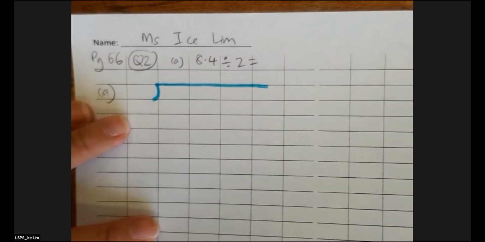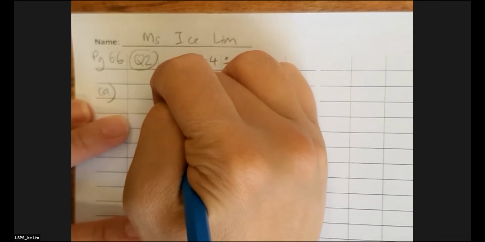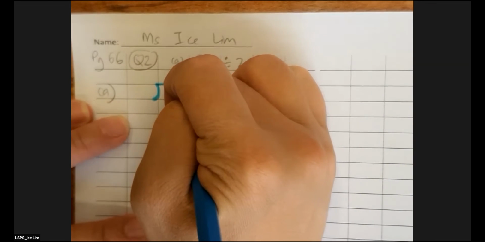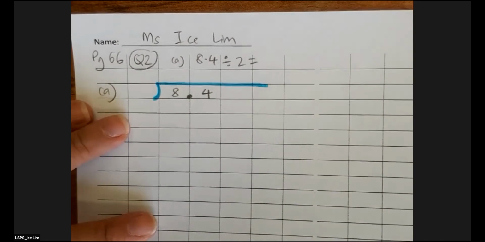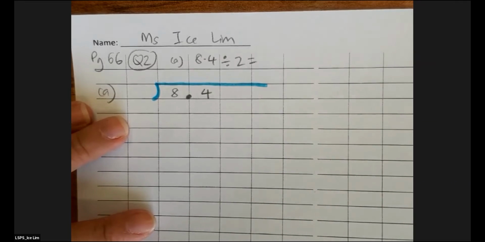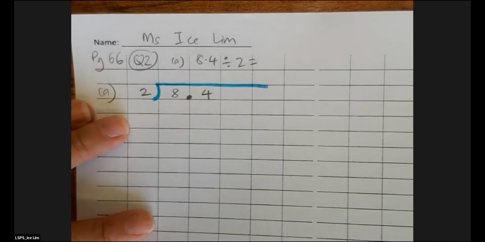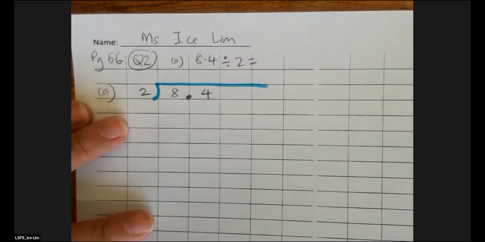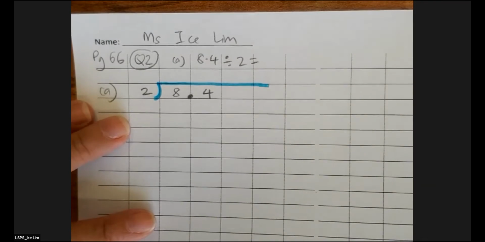All right, so I have 8.4. I write it just like I did before. Okay, divide by 2. Now, I'll do division like how I do any long division.